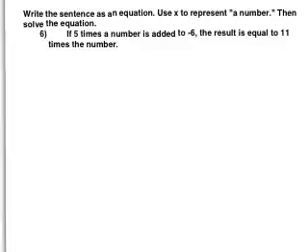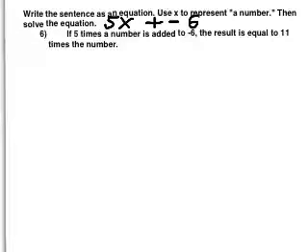Write the sentence as an equation. Use x to represent a number, then solve the equation. Okay, this is number 6. If 5 times a number is added to negative 6, the result is equal to 11 times the number. Okay, so this sentence is a little hard, but 5 times a number, okay, it told us to use x, so 5x is added to negative 6, is added to a negative 6.